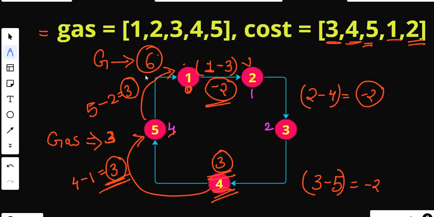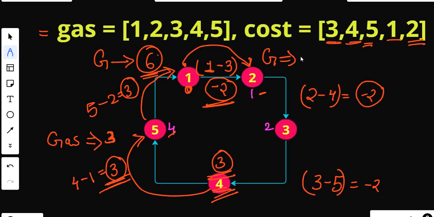So currently our status is 6. The amount of gas in our vehicle is 6. So at this point, what I check is, what was the demand? Demand is -2, correct? So I can subtract this value from the existing tank and I'll be able to traverse from this node to this node, right? So from 1 to 2, I'll be able to traverse.